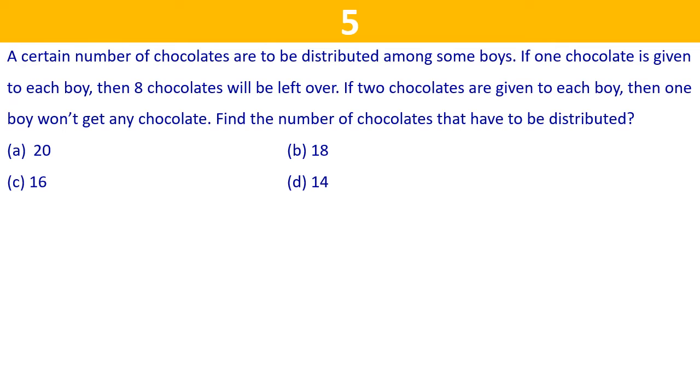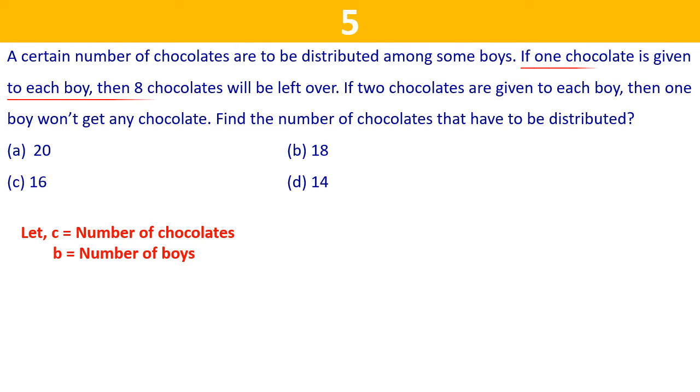Okay. Now, how many variables should we take here? Obviously, we need to take 2 variables. One for boys and another for number of chocolates. Like this. Let C equal the number of chocolates and B equal the number of boys. Now by reading the problem condition, we need to frame the equation. What is said? If one chocolate is given to each boy, then 8 chocolates will be left over.